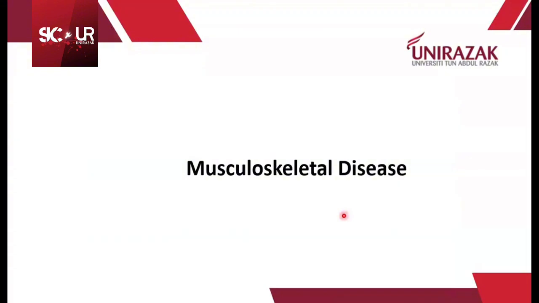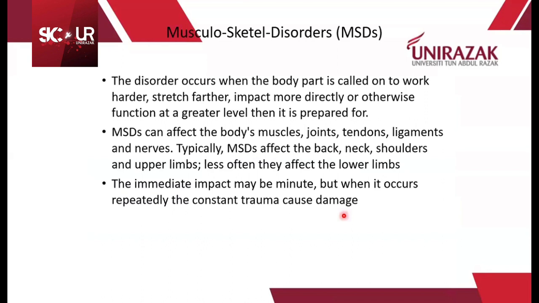Alright, seterusnya kita tengok musculoskeletal disorder. MSD, the disorder occurs when the body part is called on to work harder, stretch harder, impact more directly, or otherwise function at a greater level than it is prepared for. MSD can affect the body, muscle, joint, tendon, ligament and nerve. Typically, MSD affects the back, neck, shoulder, upper limb. Less often, they affect the lower limb. The immediate impact may be minute, but when they occur repeatedly, the constant trauma causes damage.